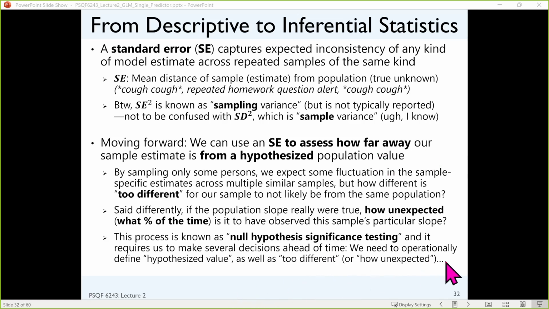So what I'm going to talk about here is something that you probably have seen before, but if you haven't, then welcome. This is referred to as null hypothesis significance testing. And it is still the dominating way that people answer research questions in quantitative methods. It requires us to make several decisions ahead of time with respect to, okay, so what do we think should have happened? And then how are we going to define what kind of result is too far away from that, such that we're probably wrong about what we thought should have happened?